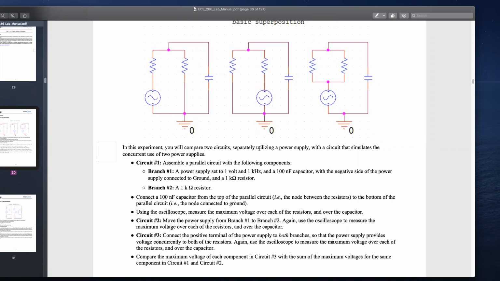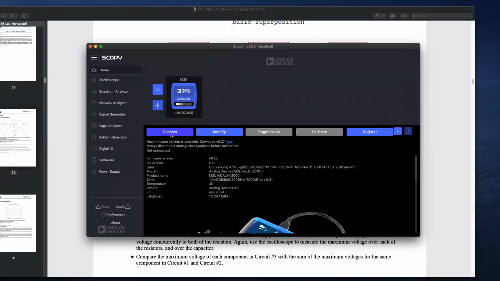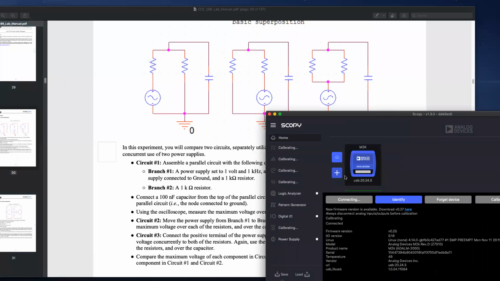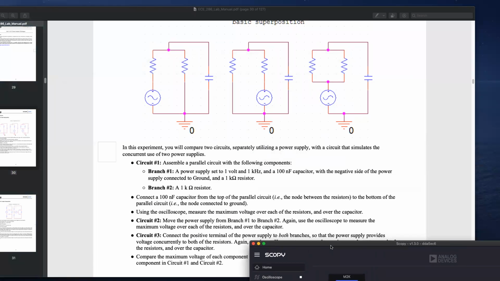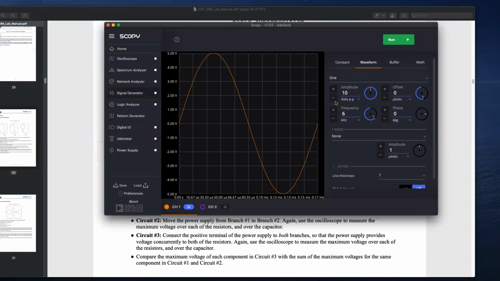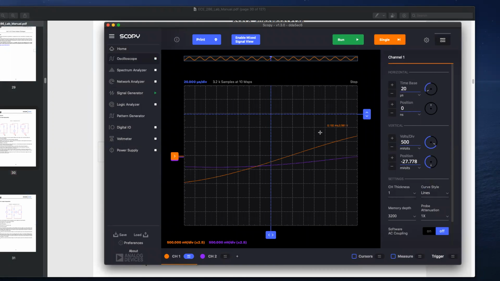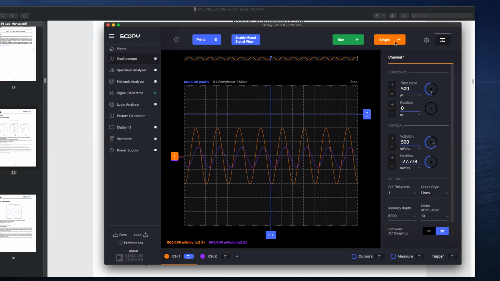So I will open up Scopy. There we go. Connect to it and give it a moment. We want to input a voltage of 1 volt at a frequency of 1K. I'll go to signal generator. I'll make it 2, since it's 2 peak to peak, and I said 1K. Okay, we're outputting that, and now let's click single. We need to increase the time base and collect more data. There we go. Then we just want to measure the max voltage.